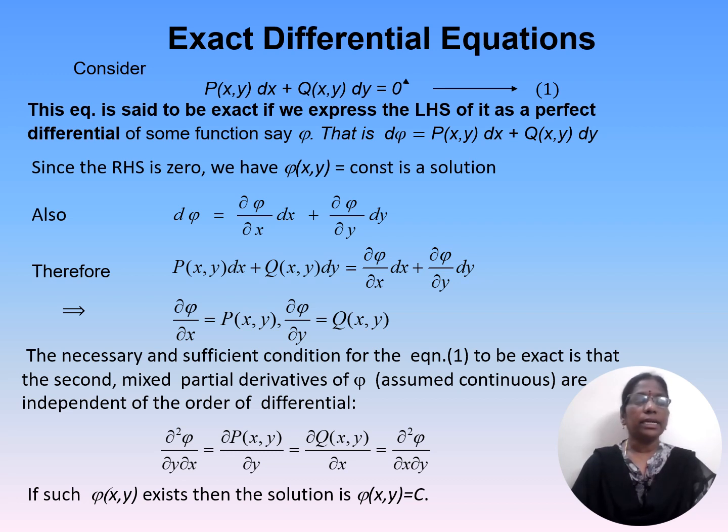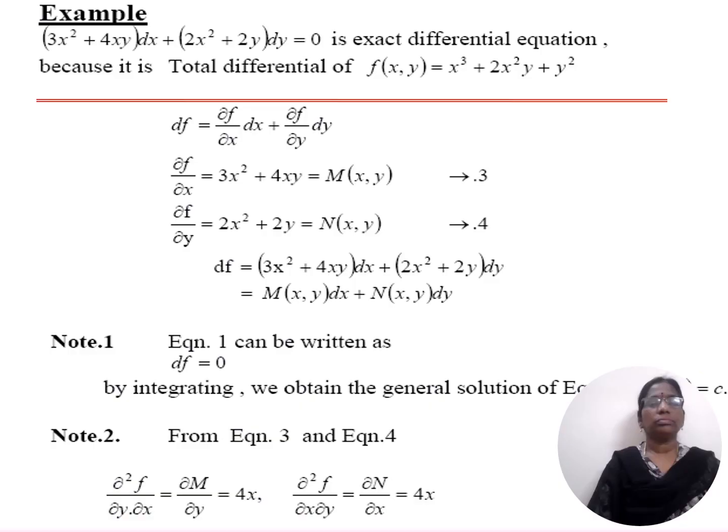Now, the necessary and sufficient condition for equation 1 to be exact is that the second order partial derivatives of phi are independent of the order of differentiation. That is, ∂²phi/∂y∂x = ∂²phi/∂x∂y. If such a function phi(x,y) exists, then the solution of equation 1 is phi(x,y) = constant. Now we discuss some examples of testing the exactness of a differential equation.